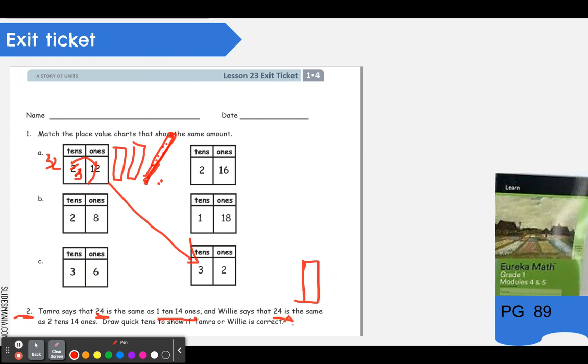Once you completed this assignment, you're going to take a picture of all the pages we worked on and upload it into Schoology. All right, boys and girls, go ahead and complete this and upload it into Schoology. We are done with lesson 23.